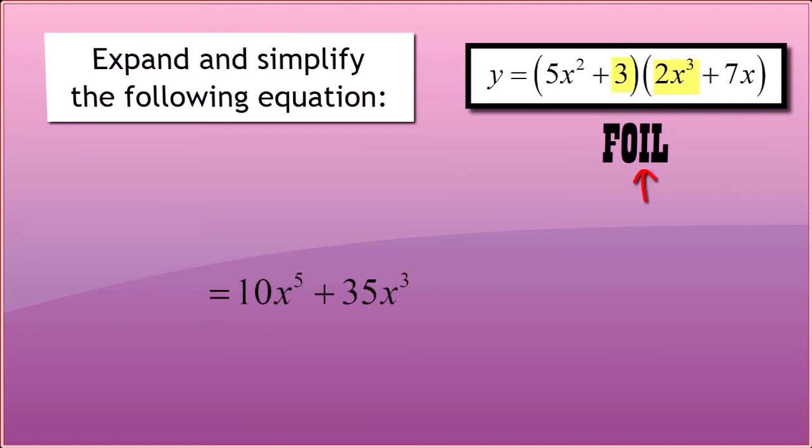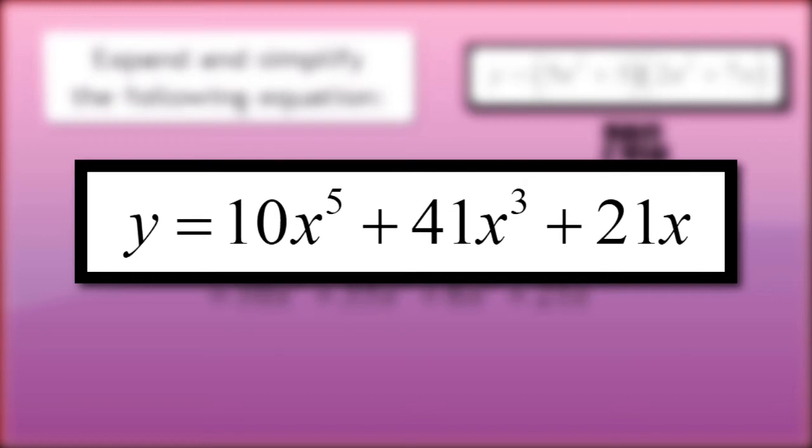Multiply the inner terms together. The result is 6x cubed. Multiply the last terms together. The result is 21x. All of these terms are then added together. Any terms with the same x power can be combined. The final answer is therefore y equals 10x to the 5 plus 41x cubed plus 21x. The degree of this polynomial is 5.